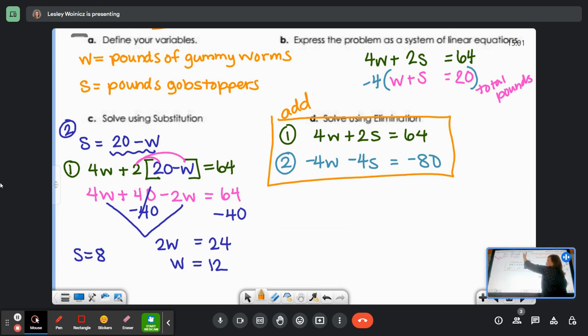When I do that, my W's cancel, and I get negative 2S equals, no, you're close. Negative 16. Okay. Divide both sides by negative 2. And we get S is 8, which is what we got last time. So far, so good. Okay, if there are 20 total pounds, 8 pounds are gobstoppers. How much does that leave for the worms?